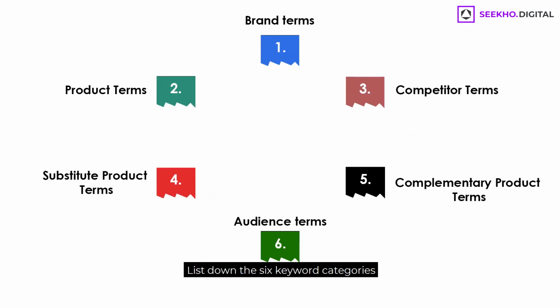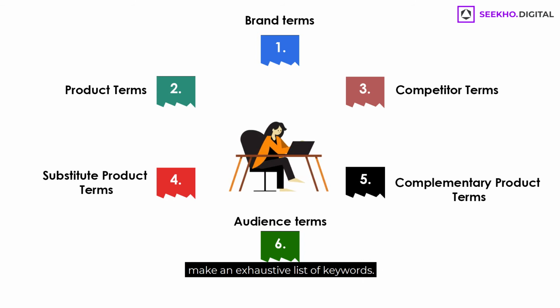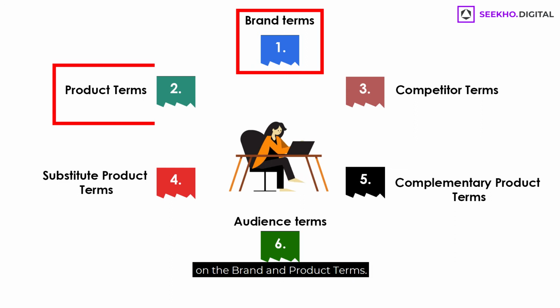List down the 6 keyword categories discussed, and then brainstorm to make an exhaustive list of keywords. You should ideally spend more time on the brand and product terms. Also, focus on synonyms and any keyword that describes the problem which your product solves, etc.